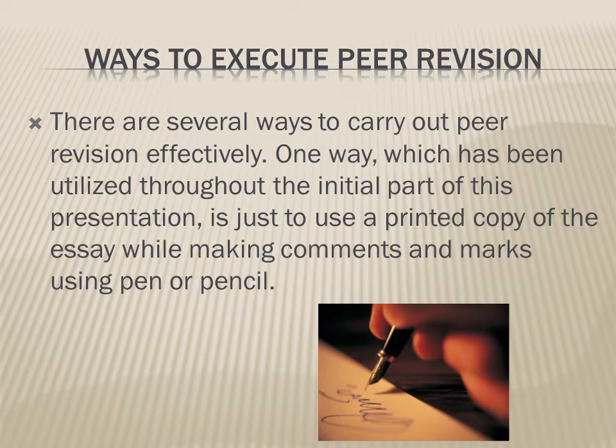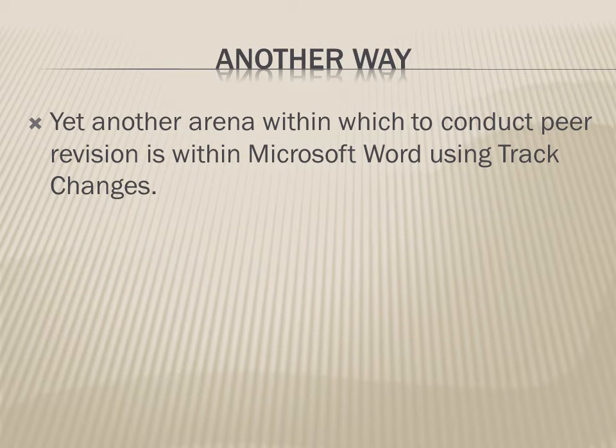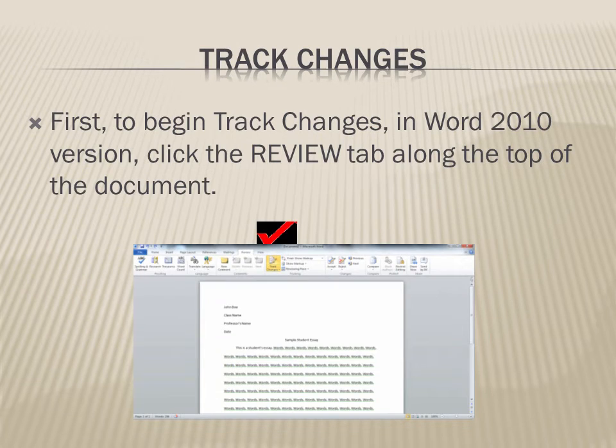There are several ways to carry out peer revision effectively. One way, which has been utilized throughout the initial part of this presentation, is just to use a printed copy of the essay while making comments and marks using pen or pencil. Yet another arena within which to conduct peer revision is within Microsoft Word using track changes.